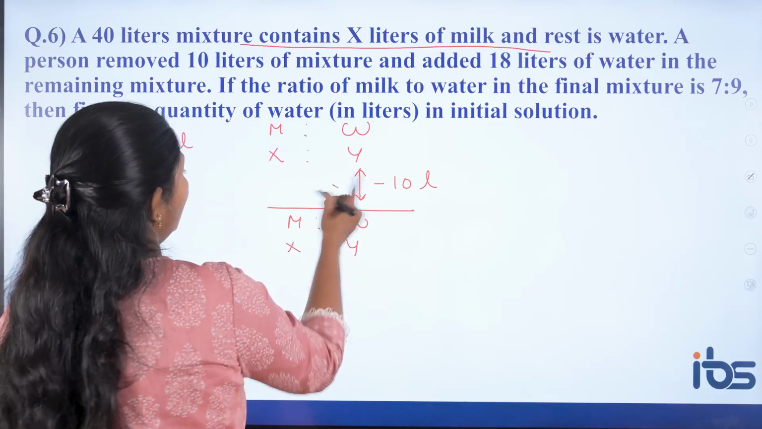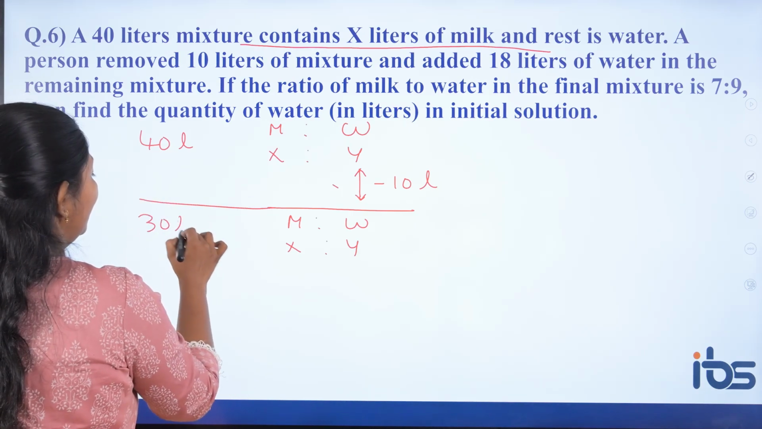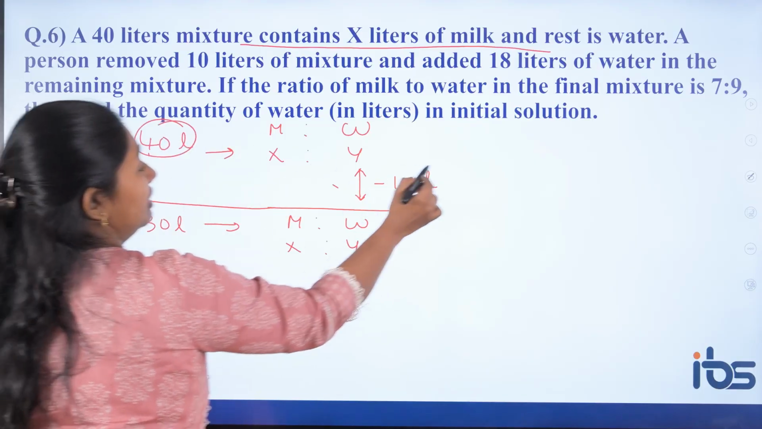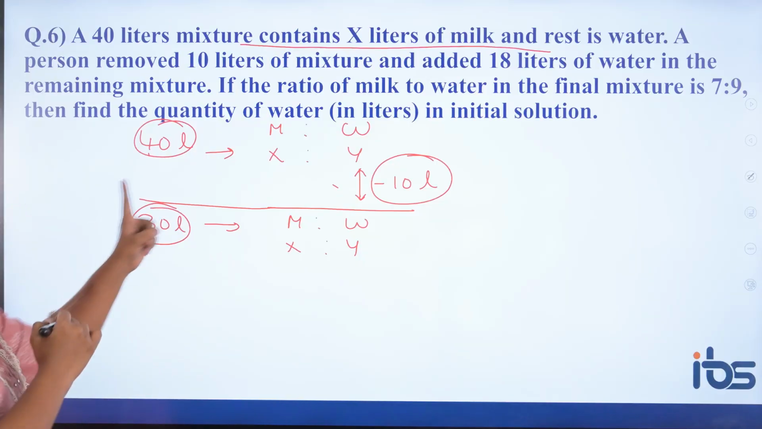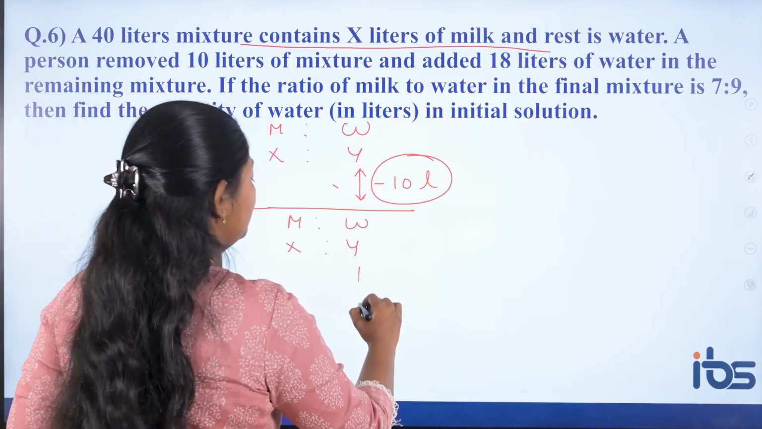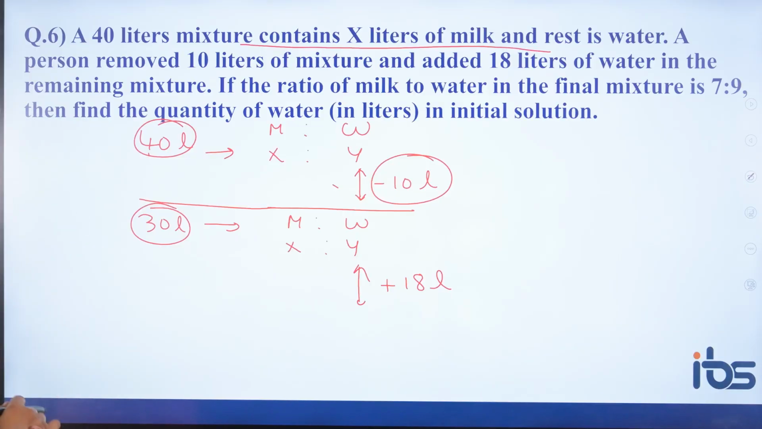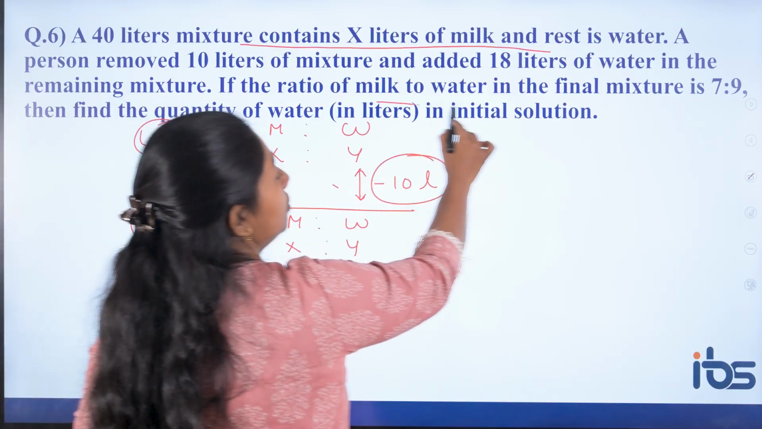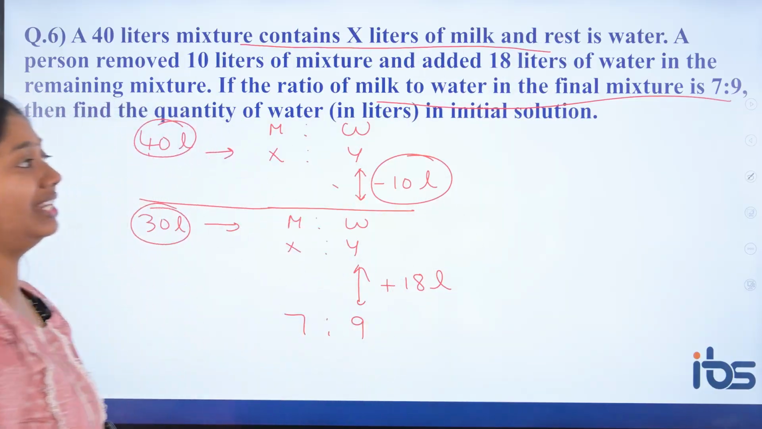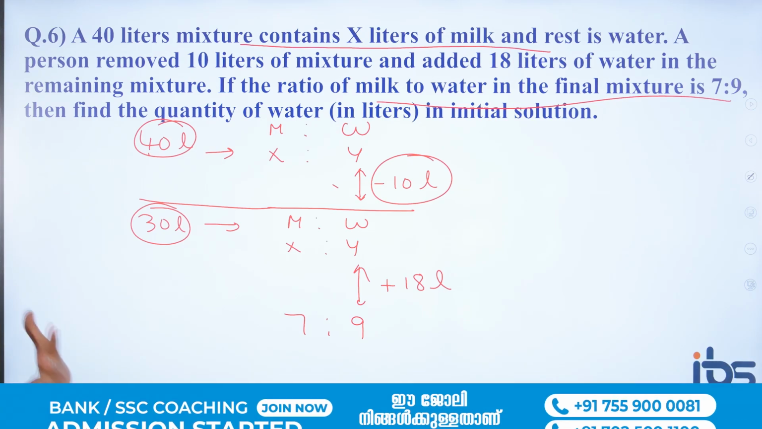So from this 40 he has removed 10 liters. So whatever is remaining now, 40 minus 10, 30 liters is remaining, and he added 18 liters of water in the remaining mixture. If the ratio of milk to water in the final mixture is 7 is to 9, then find the quantity of water in liters in the initial solution.